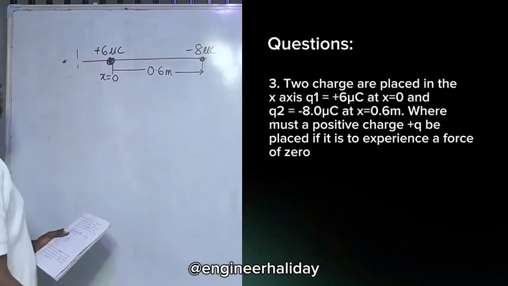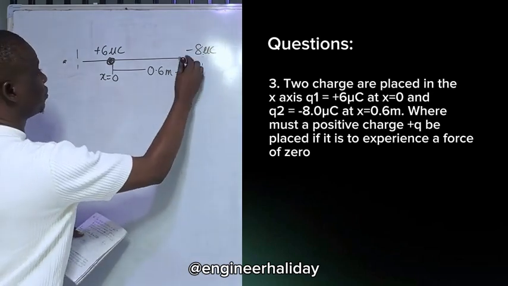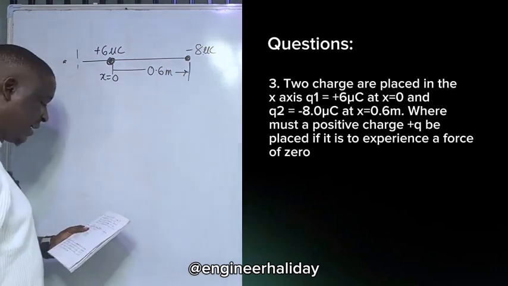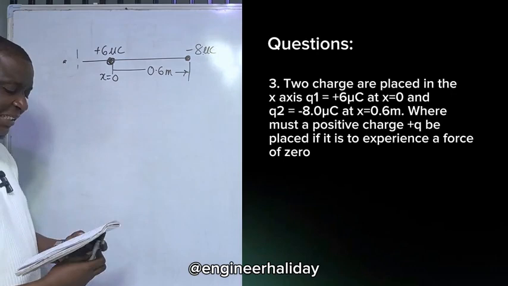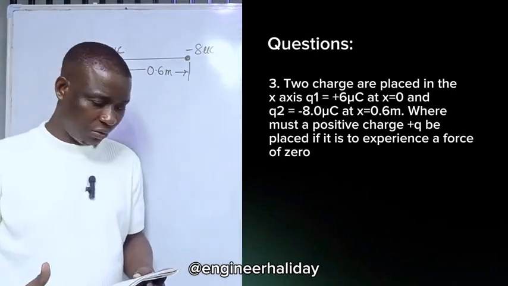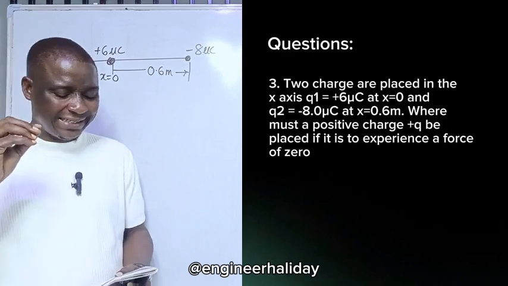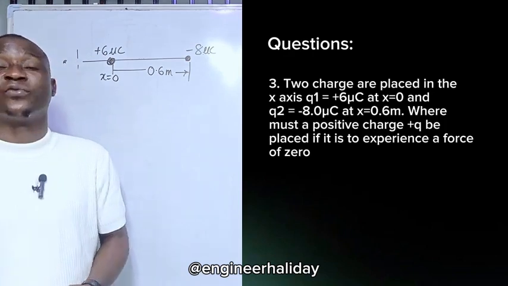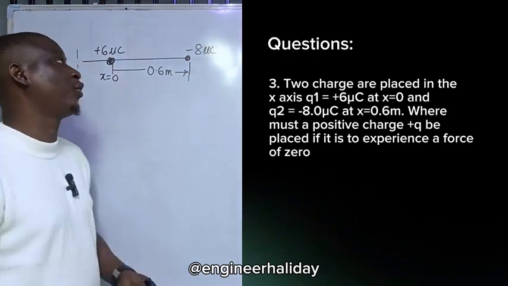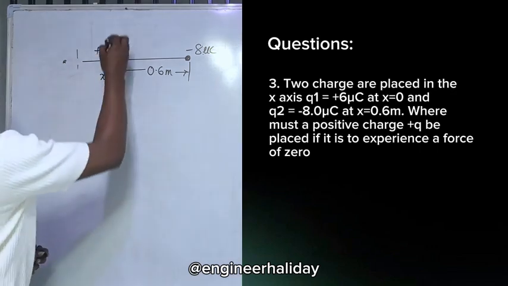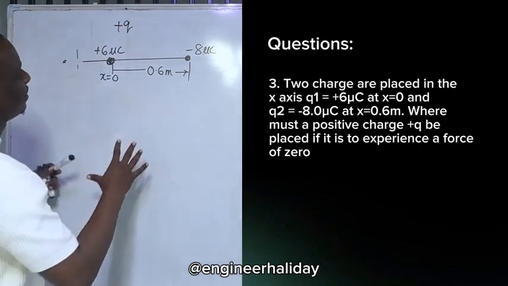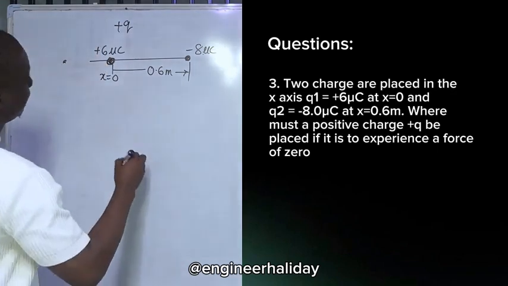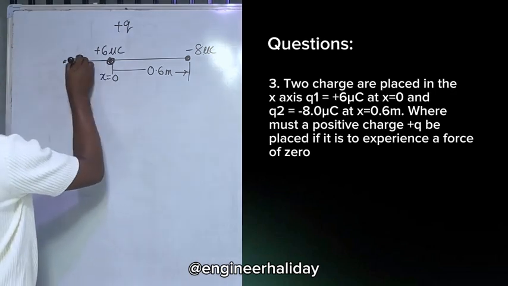Okay. Now, what did he say? Let me drag it forward. Now, what is the next thing? They say, where must a positive charge plus Q be placed if it is to experience a force of 0? Where can a positive charge be placed in this field so that it will experience a force of 0? First of all, we have three options.